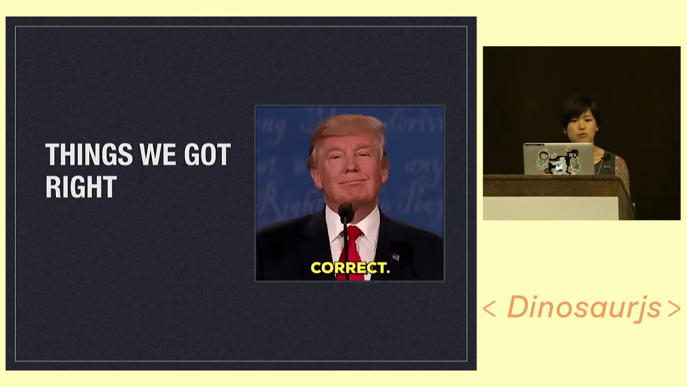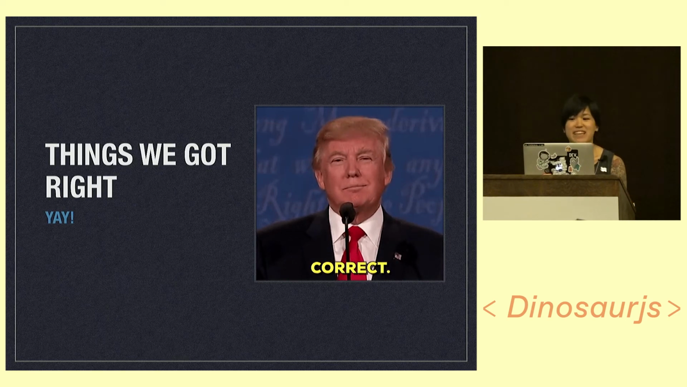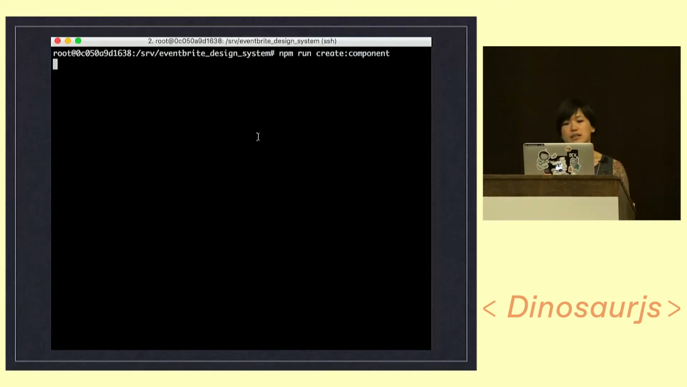So some things we got right with our design system. First off, we actually created a component generator. Our component generator used plop.js, which creates a boilerplate of code files. And here's a GIF of what happens using plop.